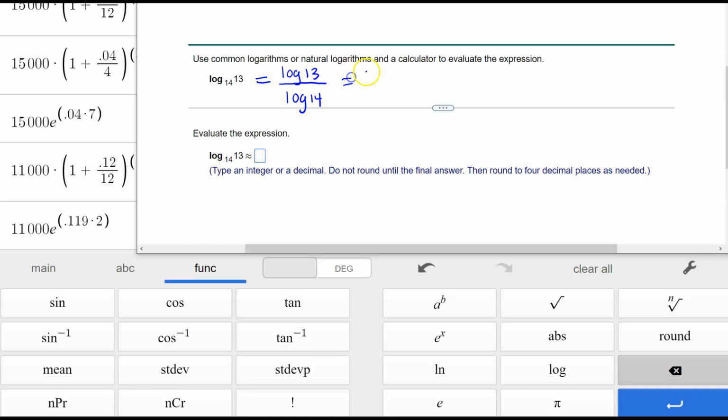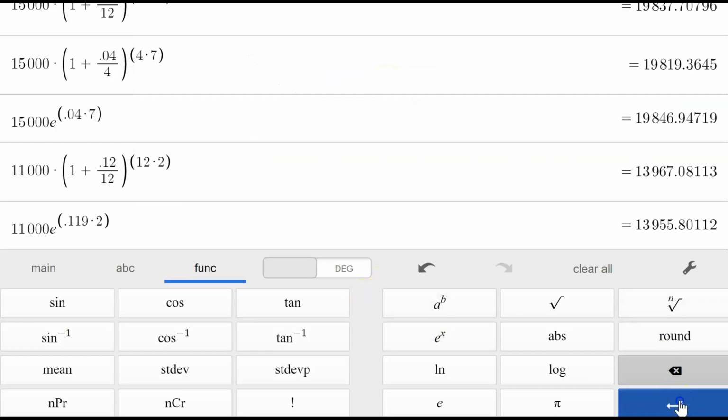Or if you want to use ln, you can just say ln 13 over ln 14. Then you plug this into your calculator, and you round off to 4 decimal places as needed. So this is what you type in to your calculator, and you would arrive at the same answer.